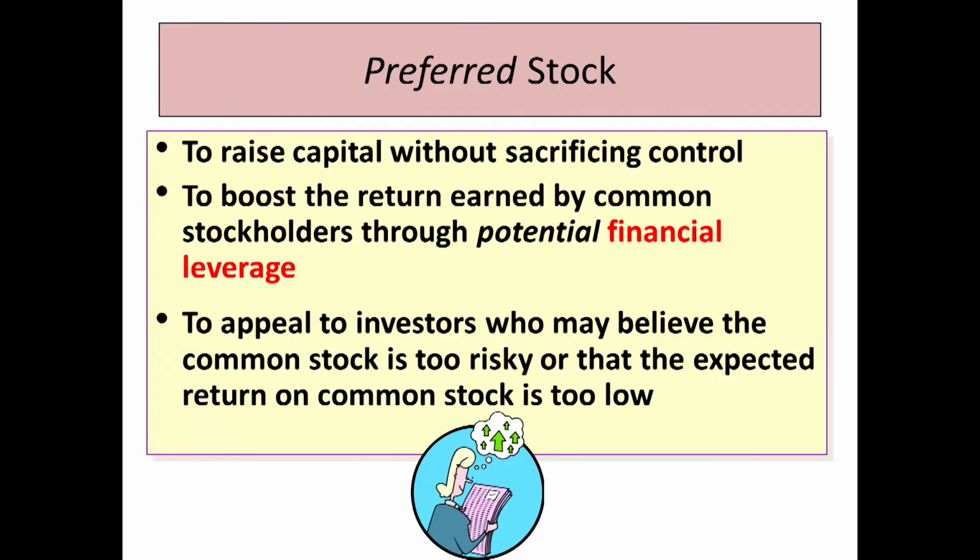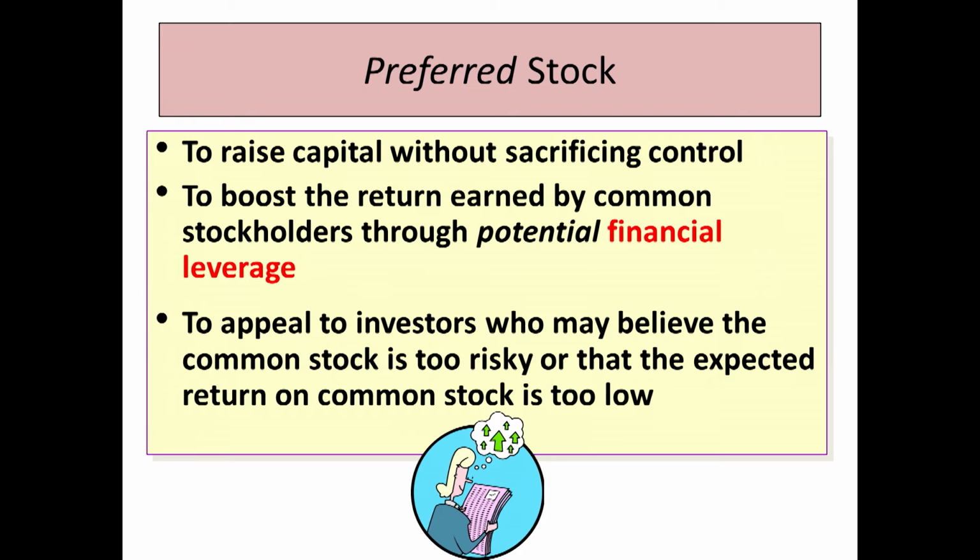Okay. And then lastly, as the slide says, we might issue preferred stock to appeal to investors who may believe the common stock is too risky. Okay. Or like we said, it's a matter of risk and return. Some investors might like preferred stock. All right?